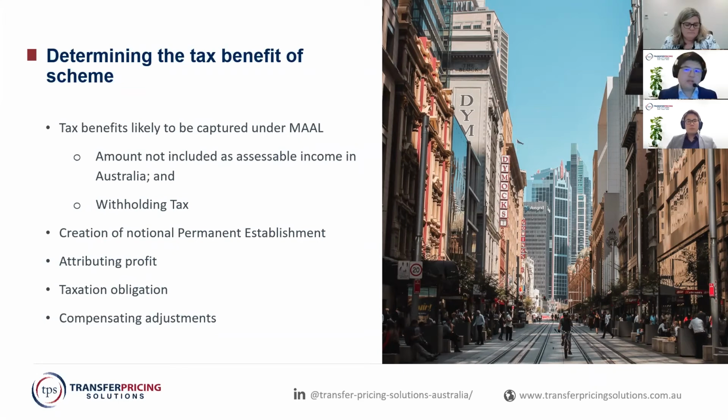Now, how the attribution of profit works, on a high level, it looks into the functional, asset and risk profile and contribution made by both your Australian entities and your overseas offshore entities across the supply chain to Australia. From there, the proceeds from the Australian customer will then be attributed across the relevant entities based on their contribution.